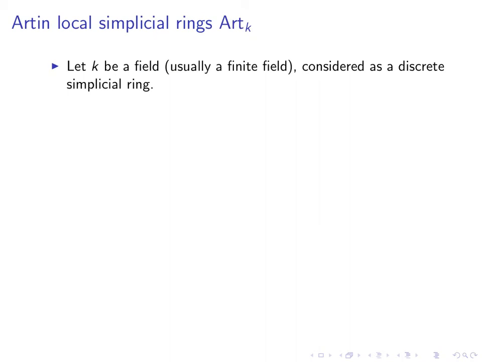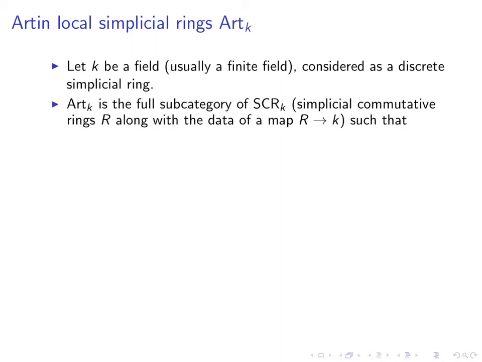All right, then let's recall the notion of an Artin local simplicial ring. So let K be a field, and in Galatius and Venkatesh it's usually a finite field, but right now we probably don't need that assumption. And consider the field K as a discrete simplicial ring. Art sub K is the full subcategory of simplicial commutative rings. The subscript K here means the rings have a map to K.